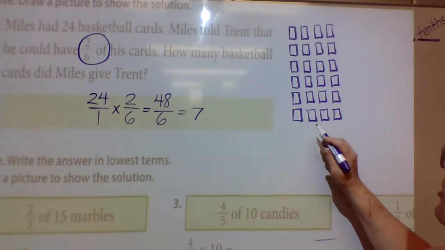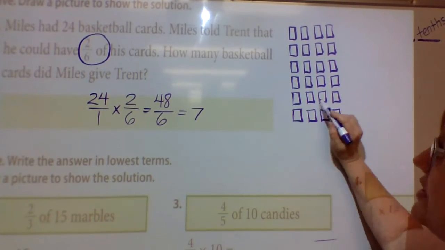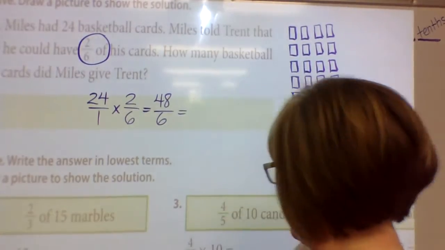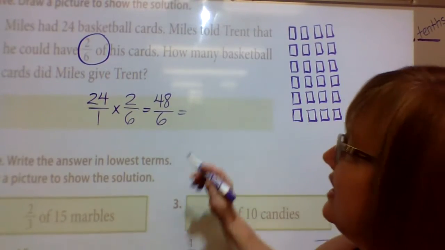So then this is 1, 2, 3, 4, 5, 6. This is 1/6. This is 2/6. I think I did that wrong. I sure did. Look at that. I know that's wrong because this is not going to be 7. What's wrong with my brain?